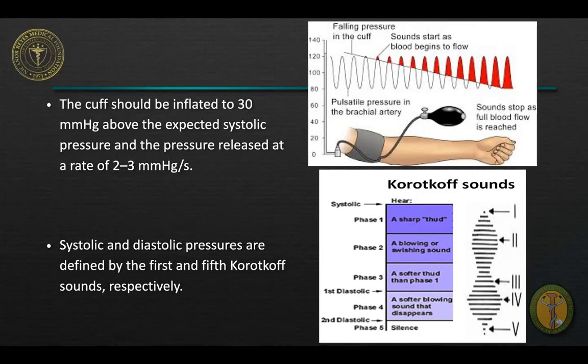So when you do your auscultatory blood pressure, you add 30 millimeters mercury above the expected systolic pressure, and the pressure now is released at a rate of 2 to 3 millimeters mercury. Systolic and diastolic pressures are then defined by the first and the fifth sounds respectively.